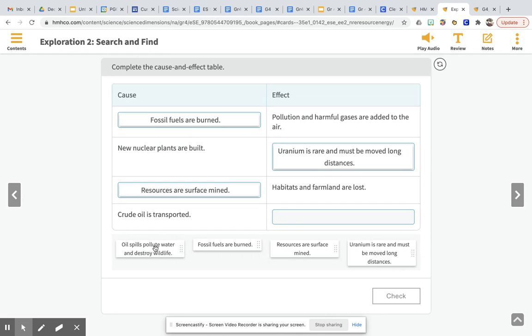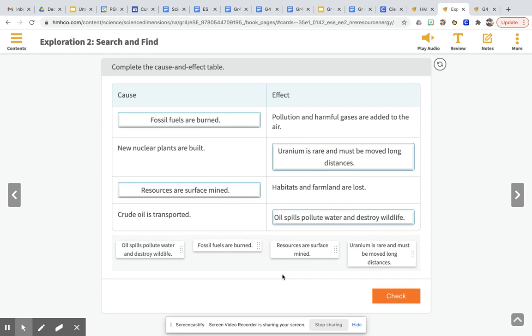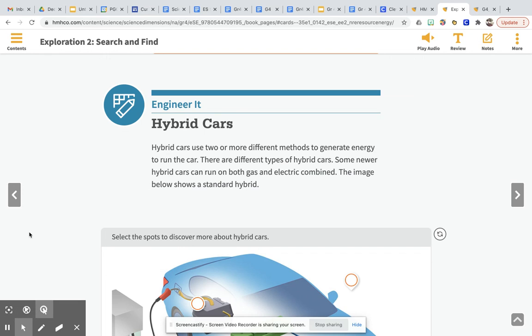When crude oil is transported, oil spills pollute the water and destroy wildlife. Great job, guys. All right, so the very last thing that we're going to talk about today is hybrid cars, which we touched on in the very beginning of our lesson. Hybrid cars use two or more different methods to generate energy to run the car. There are different types of hybrid cars.